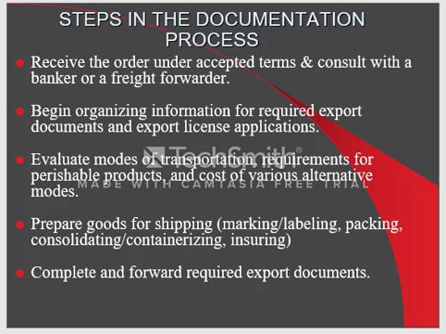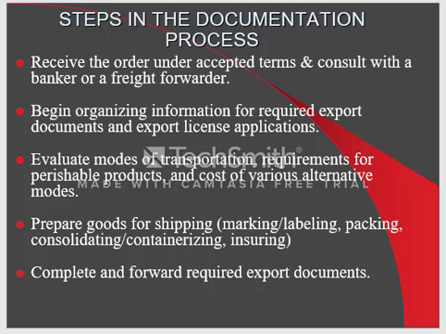Now let's move on to the steps involved in the documentation process. Firstly, you have to receive the order under accepted terms and consult with a banker or a freight forwarder. Then they have to begin organizing information for required export documents and export license applications. After that, they have to evaluate modes of transportation, requirements for perishable products, and cost of various alternative modes.